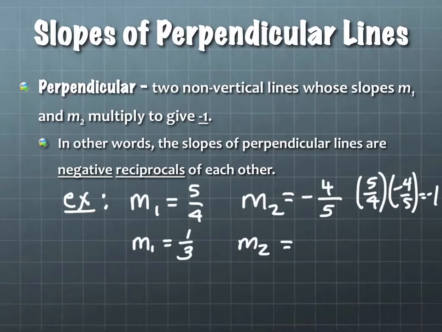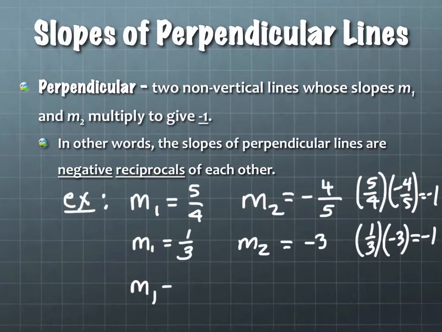What would I get for my negative reciprocal slope, my perpendicular slope? -3. Yeah, -3. You could write 3/1 if you wanted to, but 3/1 is just 3. And you can check to make sure that visually speaking that makes sense. 1/3 times -3. Will that equal -1? Yeah, it will.